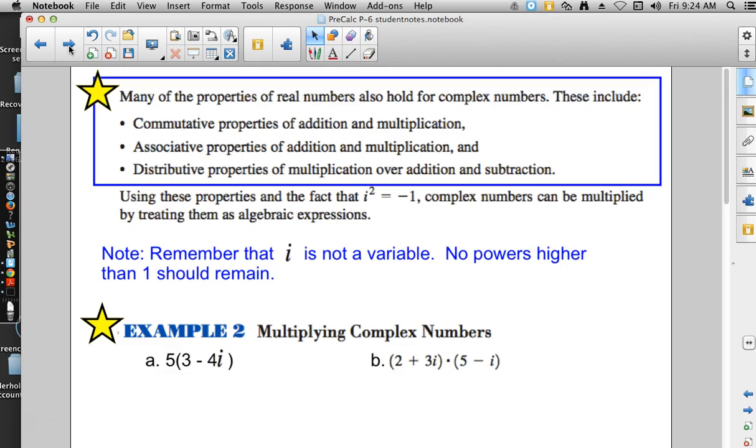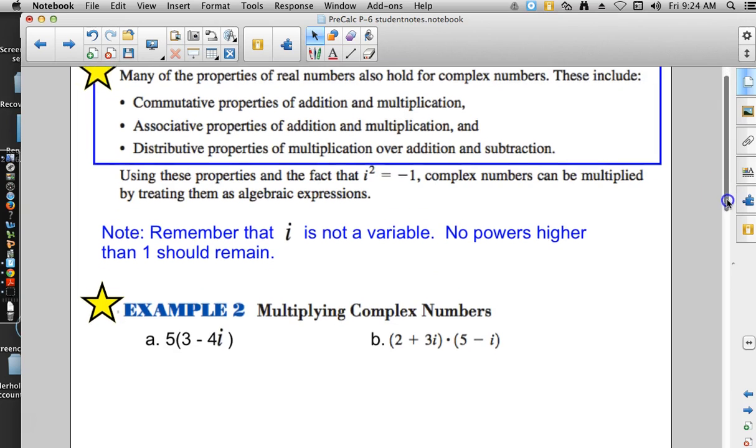So using these properties and the fact that i squared equals -1, complex numbers can be multiplied by treating them as just algebra. Algebraic expressions is what they are. So remember, i is not a variable. So at the end, what we want to do is think, okay, now that I know I've got i squared, i to the third, i to the fourth, how do I write that? So what we want to make sure is that no powers higher than 1 should remain when we're dealing with i. We should know that i squared is -1, and we should be able to work with it that way.